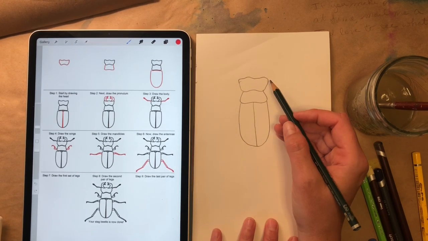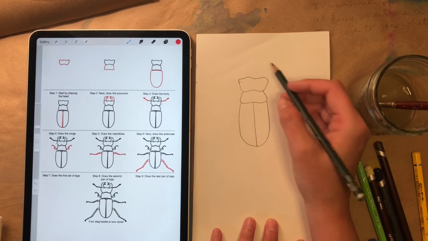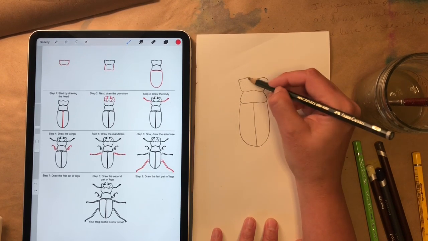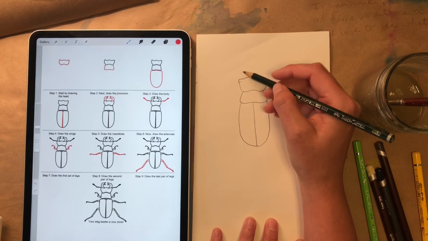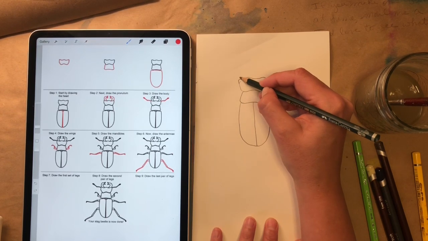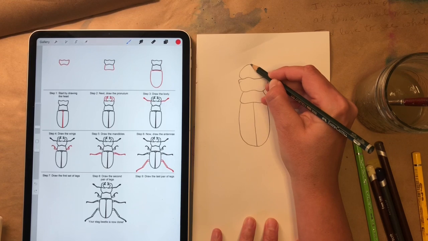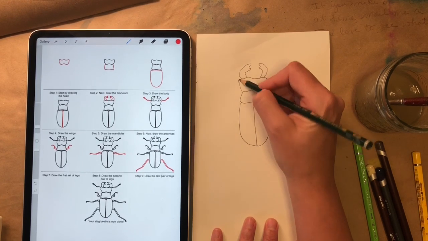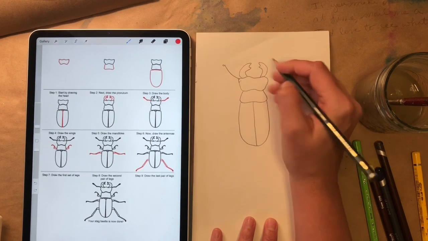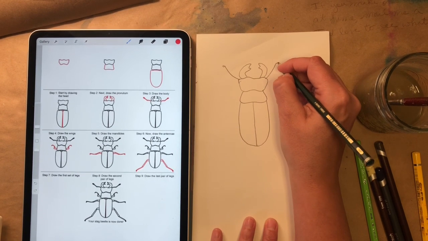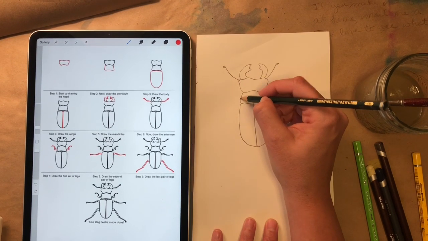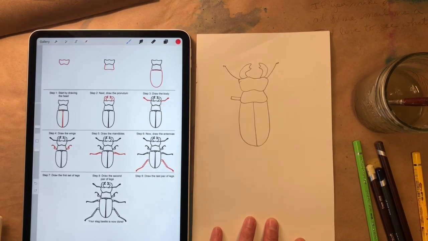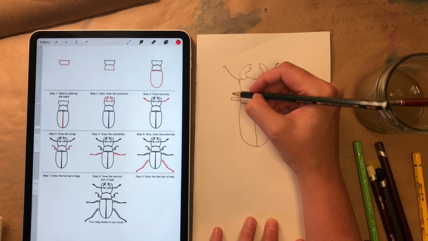Then we've got to draw the legs and antenna. You also draw on this beetle, he's a stag beetle, he has mandibles. We've got the antenna. And then our legs. Got a little rectangle there for the legs.